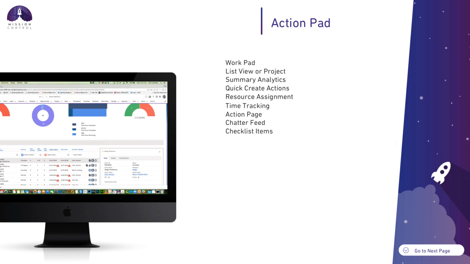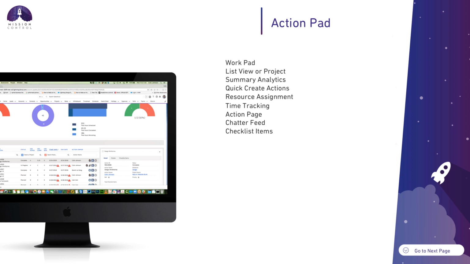In addition to that, we have the working area at the bottom of the page. This is going to let you see all of the actions. If you're viewing the action pad on a project, it will filter to show all actions relating to that project. Or if you're looking at it from a standalone page perspective, you're able to filter based on the action object list views. So it gives you a lot of flexibility on which actions you're looking at.